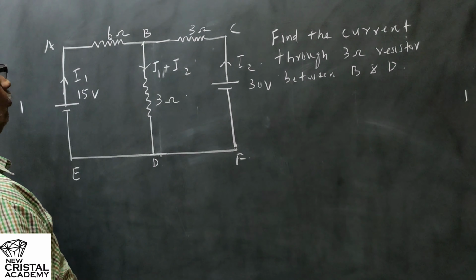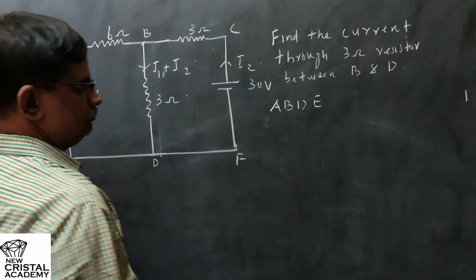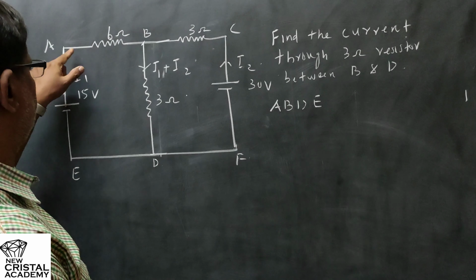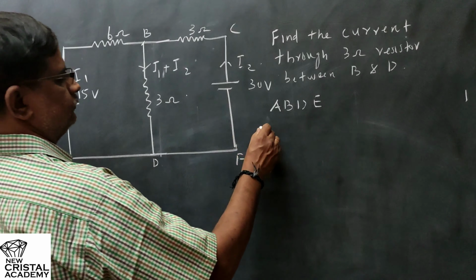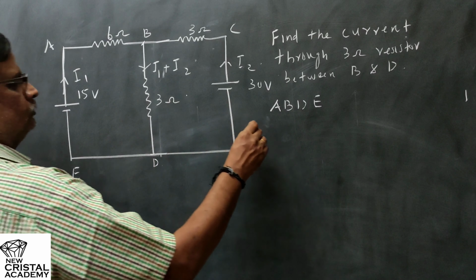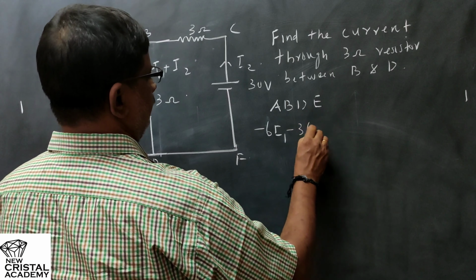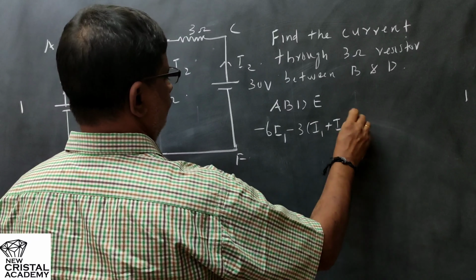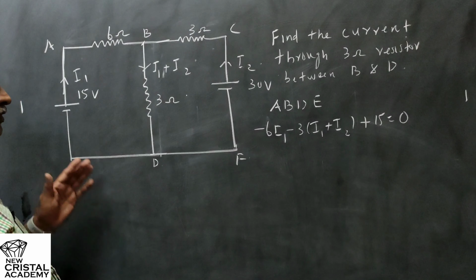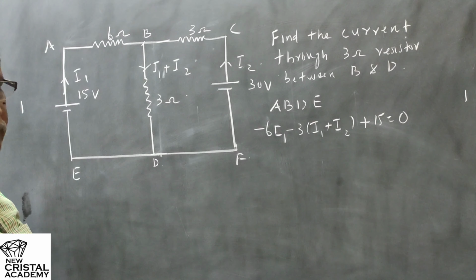So let us first take the loop A, B, D, E and write down Kirchhoff's voltage law, the loop rule. We start from the point A. The current is I1, so I am walking through this loop in the same direction as that of the current flow. So minus 6I1 minus 3 into (I1 plus I2) plus 15 equal to 0. Why plus 15? Because I am traveling in the direction of increasing potential through the cell, negative to positive, so EMF is positive.